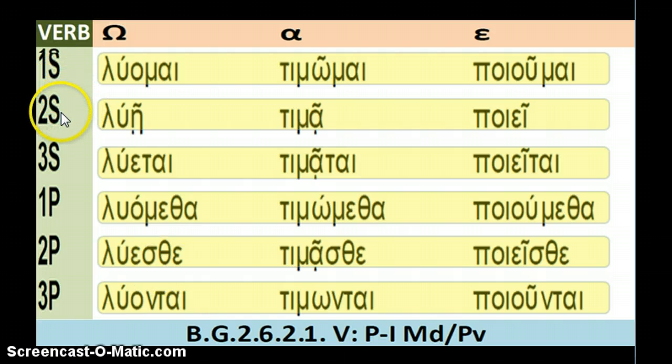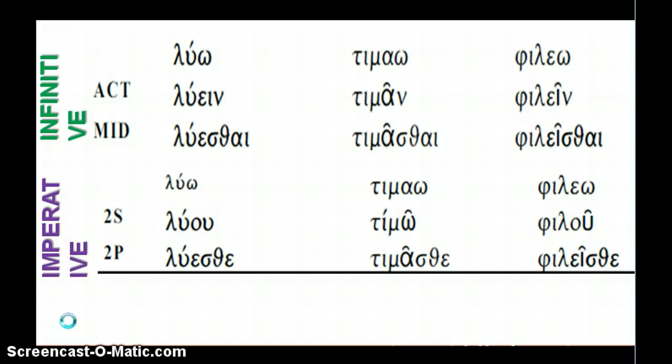First singular, I; second singular, you; third singular, she, he, it. First plural, we; second plural, you all; third plural, they. Now what does this mean? Memorize this. Well, first off, we have to add the infinitive and the imperative.